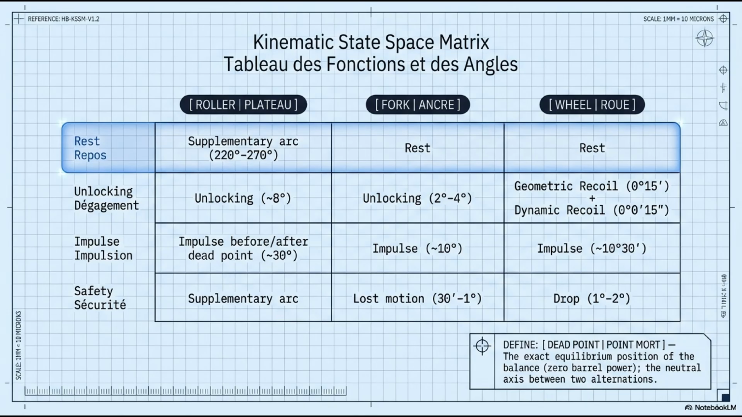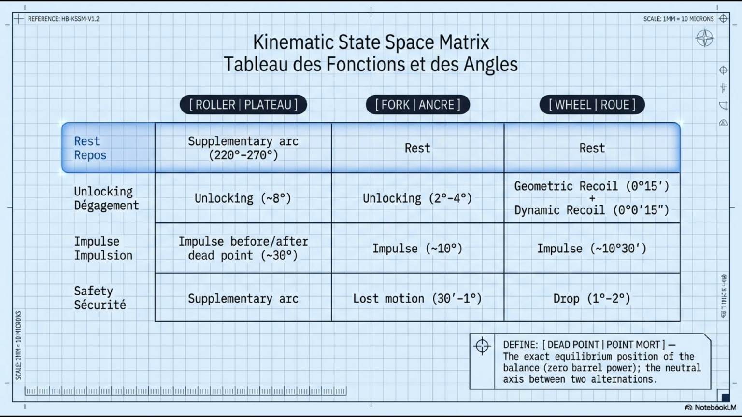This table, the kinematic state space matrix, is the complete reference document for the angular behavior of all 3 assortment components across all 4 phases. Study it carefully, because every number here represents a specific physical event. The columns represent the 3 moving subassemblies: roller on the left, fork in the middle, wheel on the right. The rows represent the 4 phases: repose, degagement, impulsion, sécurité.